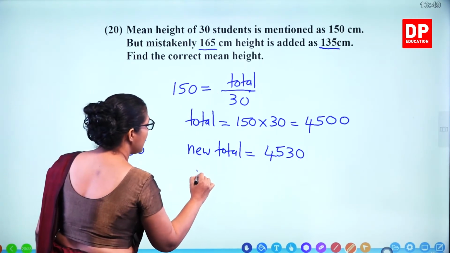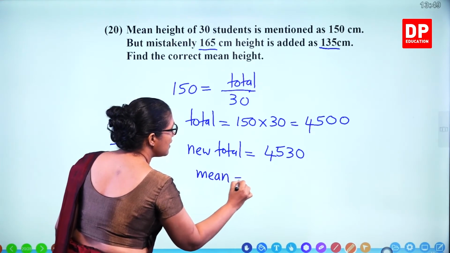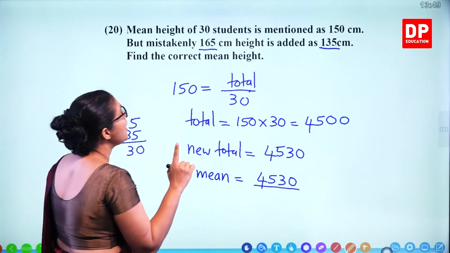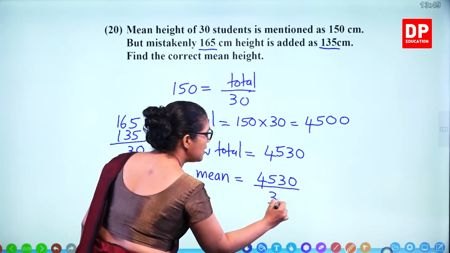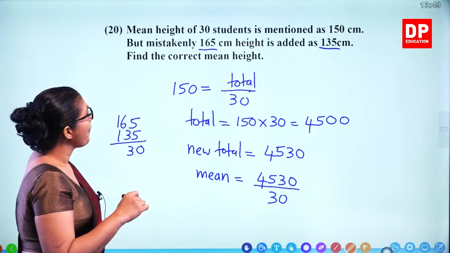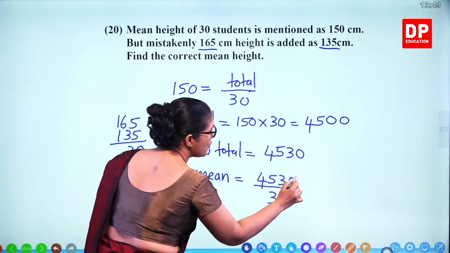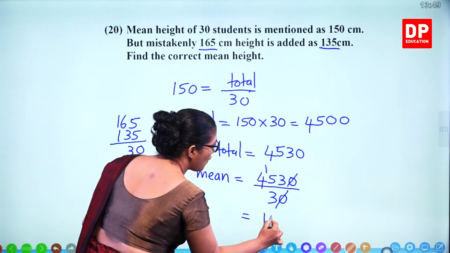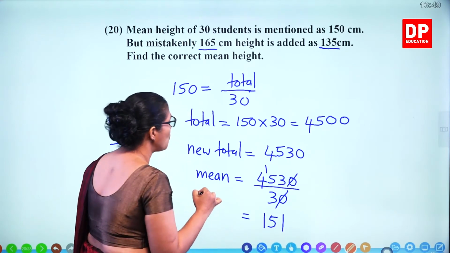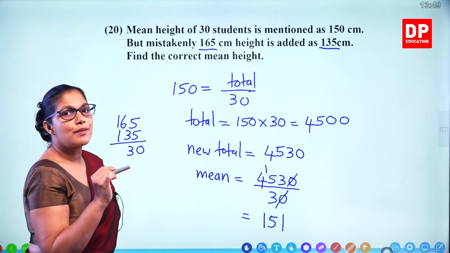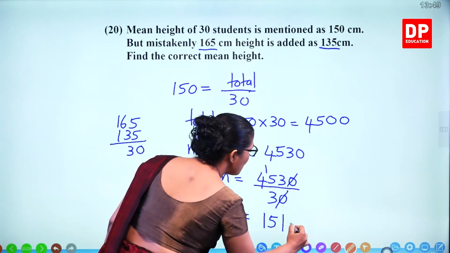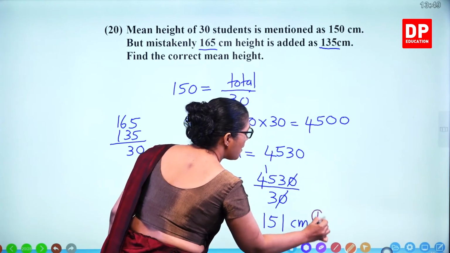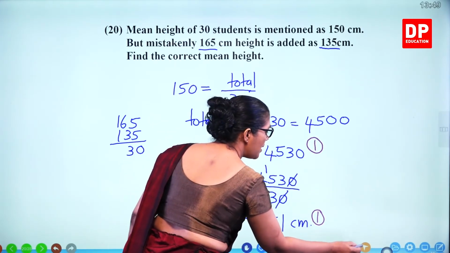Now you can calculate the correct mean. The total divided by 30, still the same number of students. 0 and 0 get cancelled out. 3 times 1 is 3. For 15, that's 5. And for 3, that's 1. So now the correct mean height is 151 centimeters. So you get 1 mark here and 1 mark for the method.